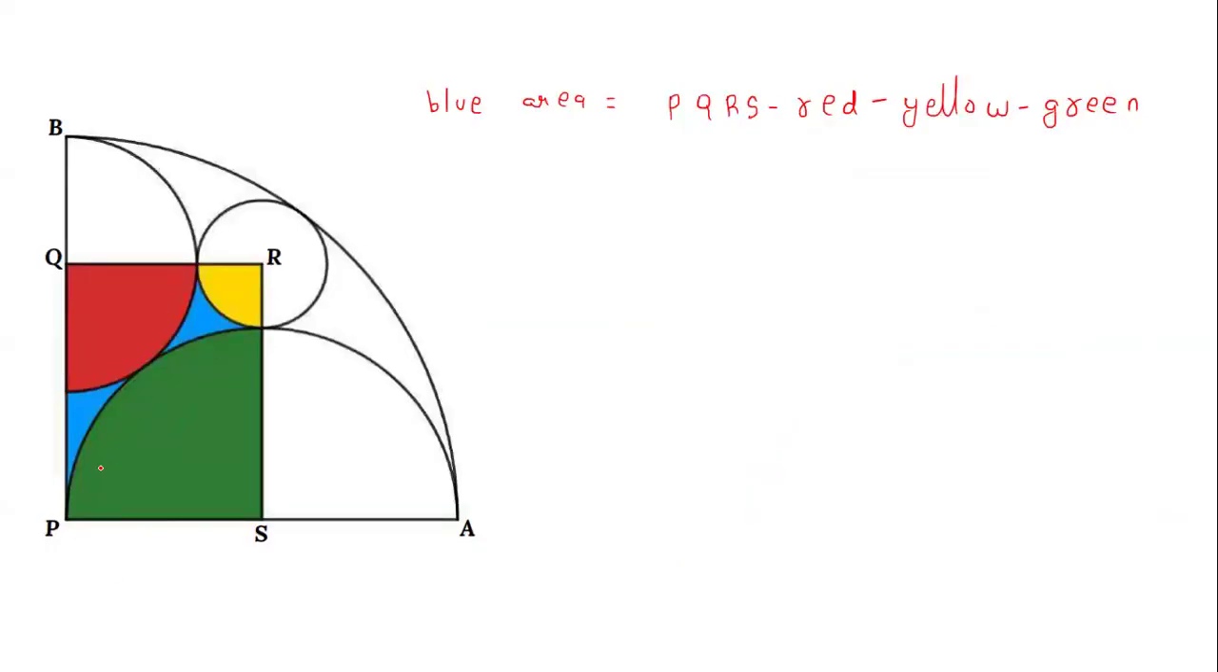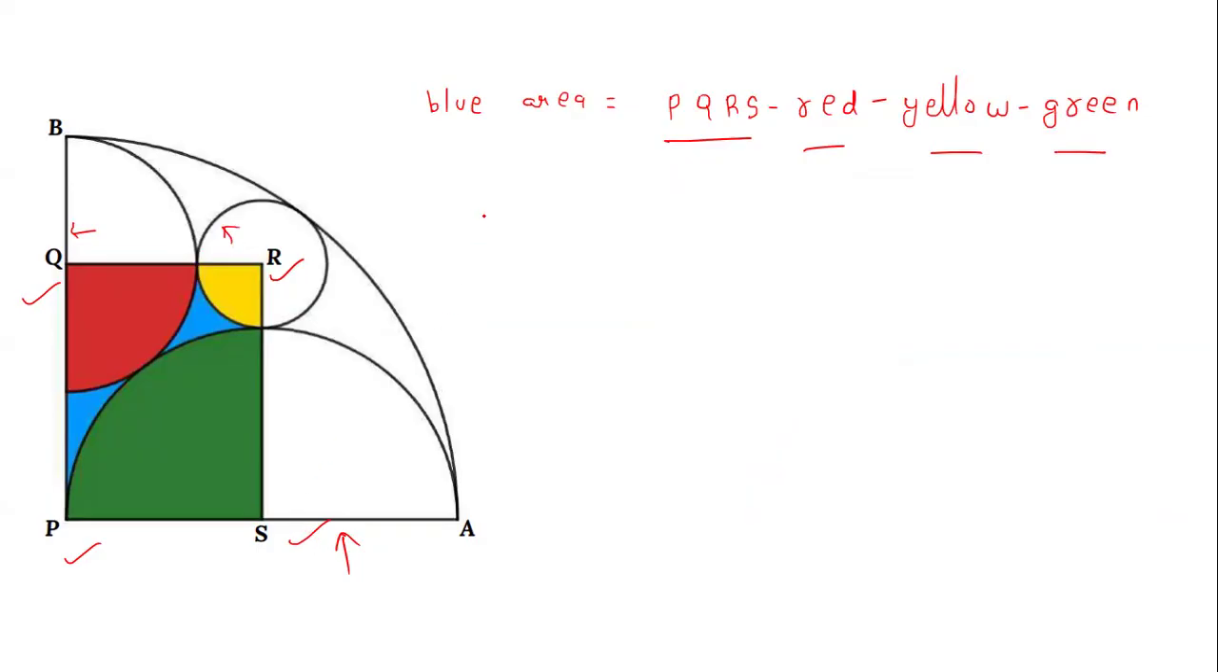Here you can see this P, this Q, this R and this S. So we have this PQRS area, and if I subtract this red area, yellow area and green area, which is the area of this semicircle's half, and this circle's 1 by 4th, and this semicircle's half. If I subtract this red, yellow and green area out of PQRS, then you can see that I get this blue area. So this is the strategy.